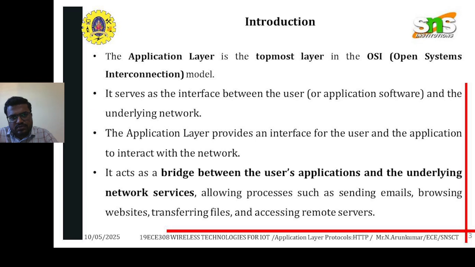Let me see how this application layer has been enabled for HTTP. Normally, HTTP is used to access email, browse websites, transfer files and access remote servers. Moreover, it can provide an interface for the users and the application to interact with the entire network. Most probably, the application layer is enabled based on a client and server process.